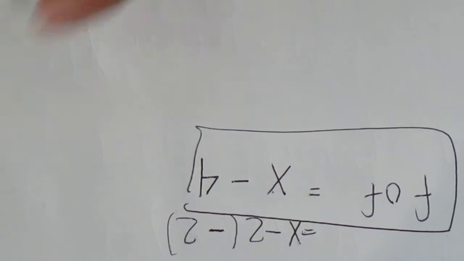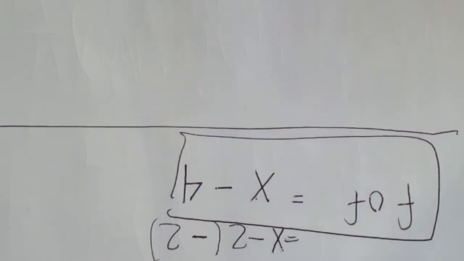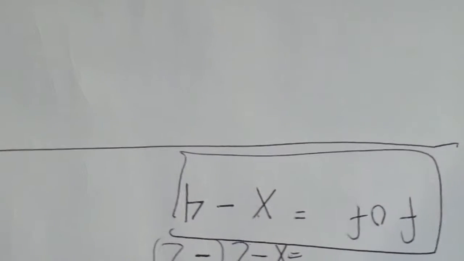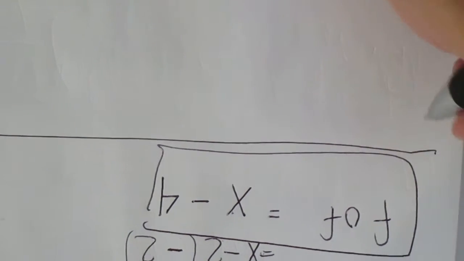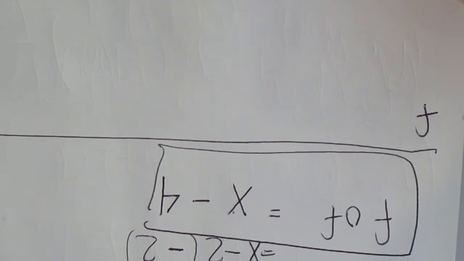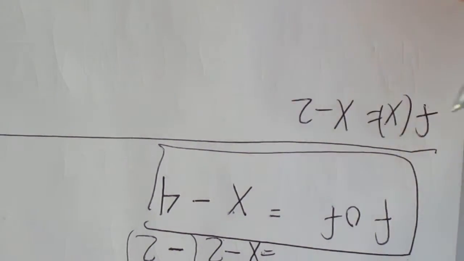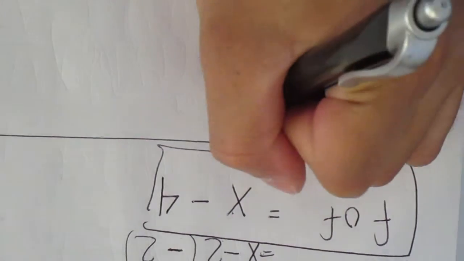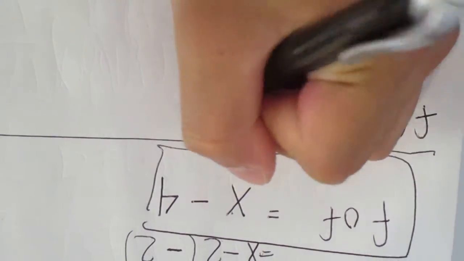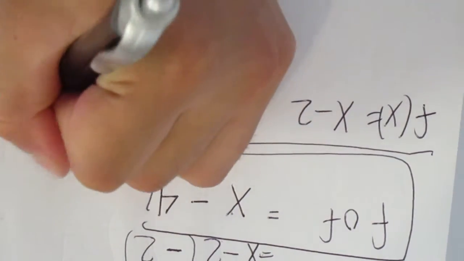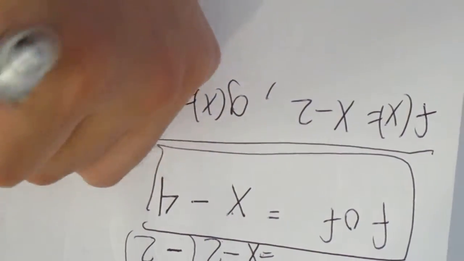Okay, let's do some more. Let's say you're given the function f of x equals x minus 2, and then g of x equals square root of x, and then h of x equals 1 over x.